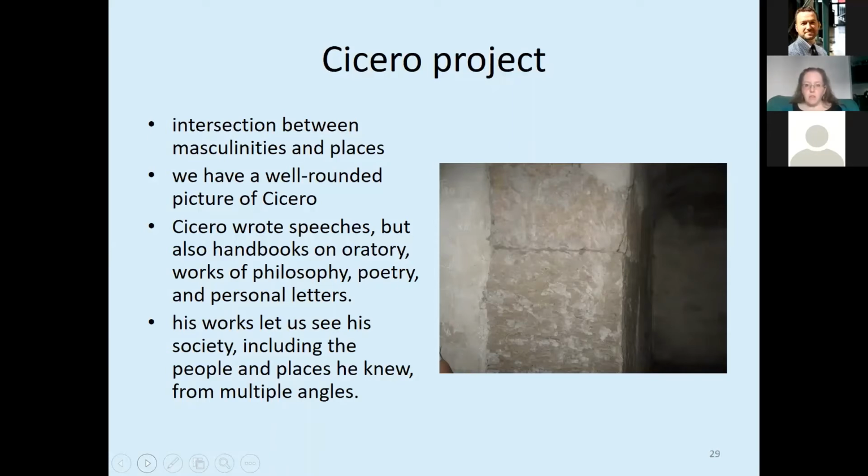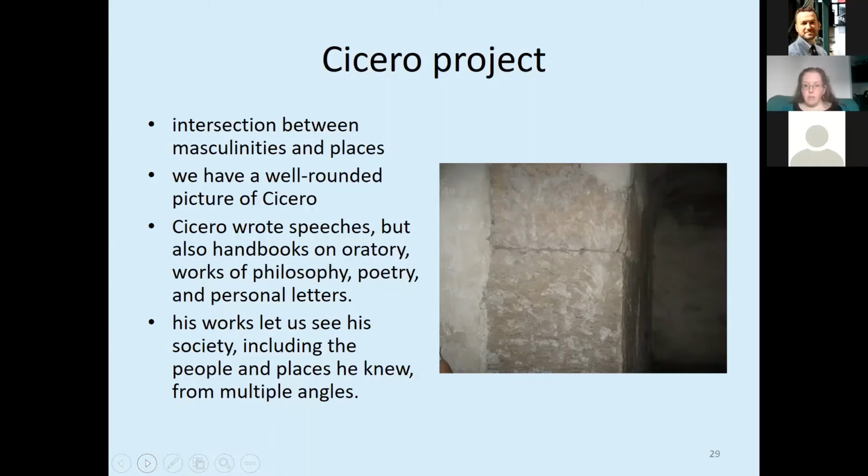Cicero is a really interesting person whose work to look at for these purposes, partly because he's unique among the ancient Romans and rare among people in general before the early modern era, in that we have a relatively well-rounded picture of him as a person rather than only a historical figure. That's because of the volume and variety of written works that he produced and that happened to survive into the present day. We have his speeches, both political ones and legal ones, but we also have handbooks he wrote on oratory, works of philosophy, poetry, and many of his personal letters. And all of these different works give us views of different sides of him.